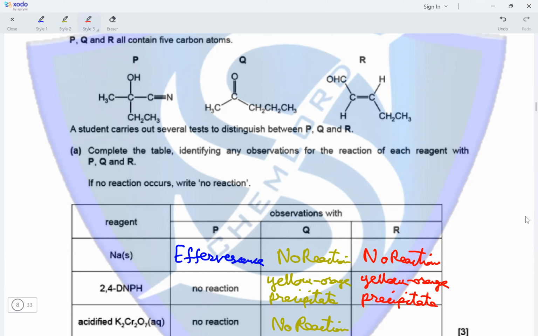For compound R, an aldehyde group is present. So an aldehyde is oxidized to a carboxylic acid group. So the color change observed would be from orange to green. So the color of acidified K2Cr2O7 turns green when we add it to compound R, as the aldehyde group is oxidized to the carboxylic group.